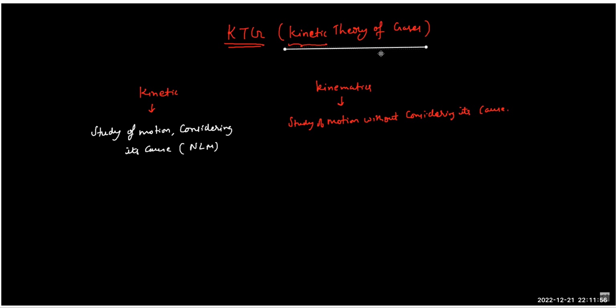So we are going to investigate the cause behind the motion of gas molecules. So how they move, why they move, what are the constraints they have in motion. So all those things we are going to consider. That's why it's called kinetic theory of gases. Now the question is why we need to study this kinetic theory of gases. So KTG is also called statistical physics.